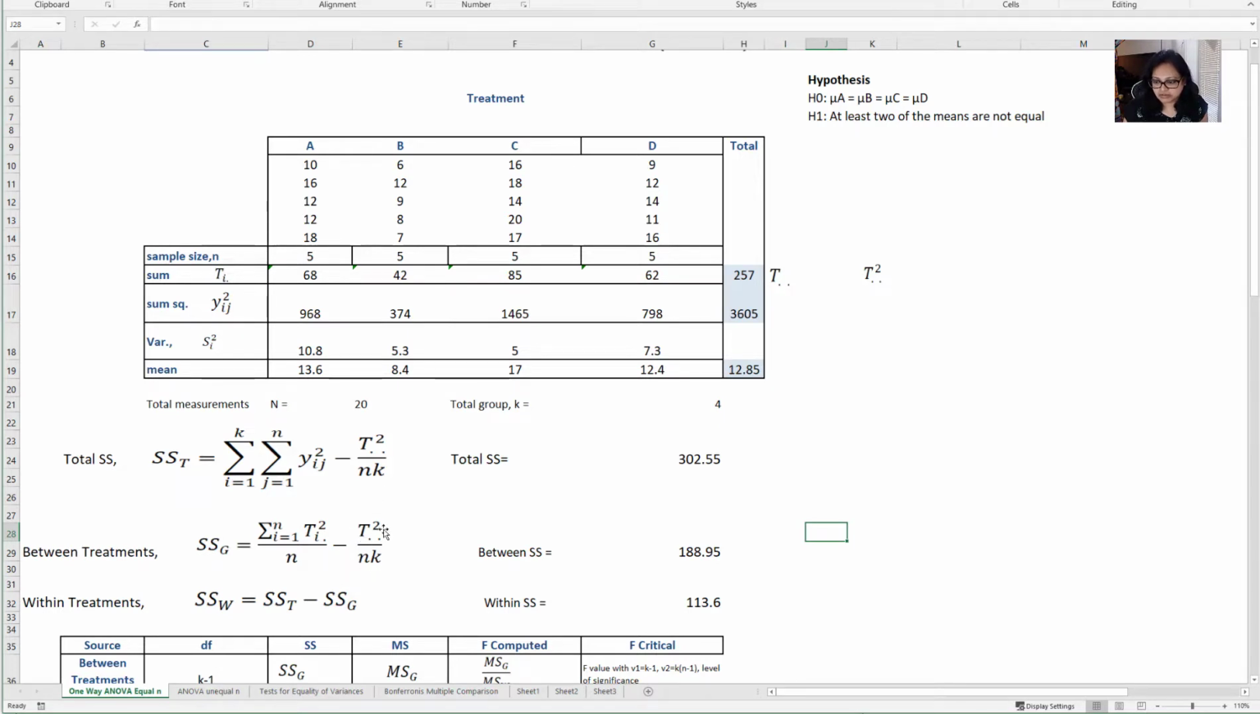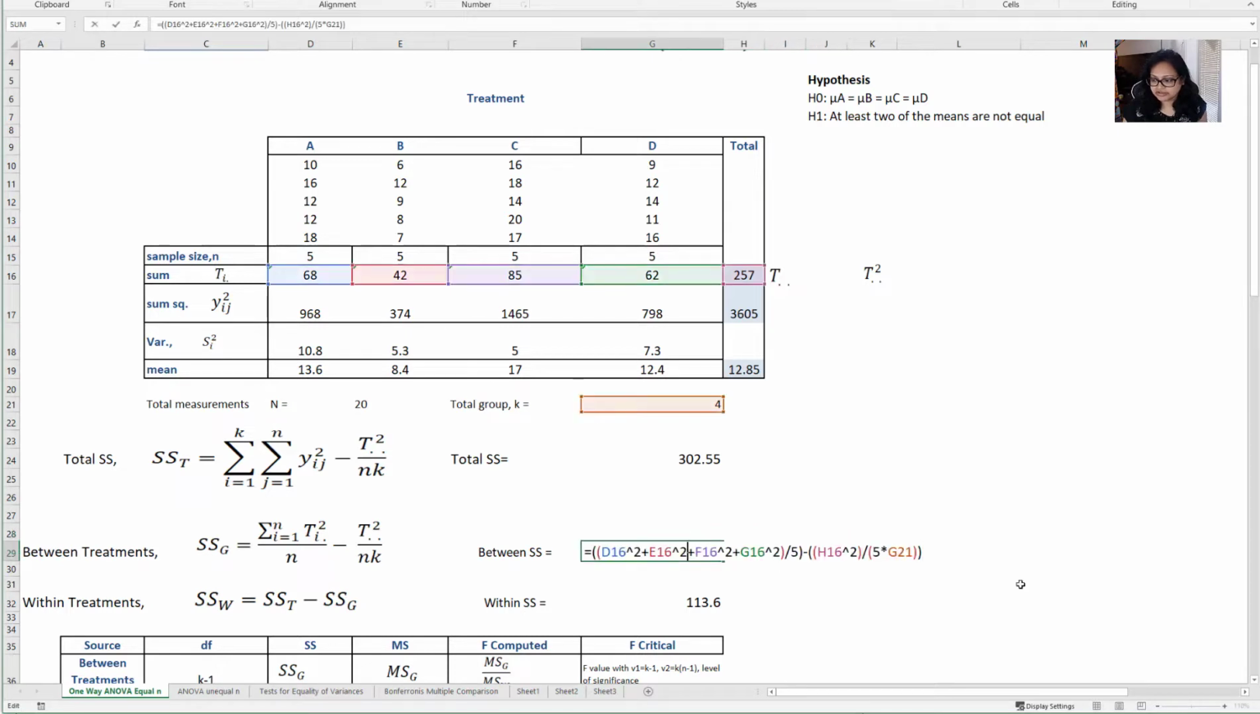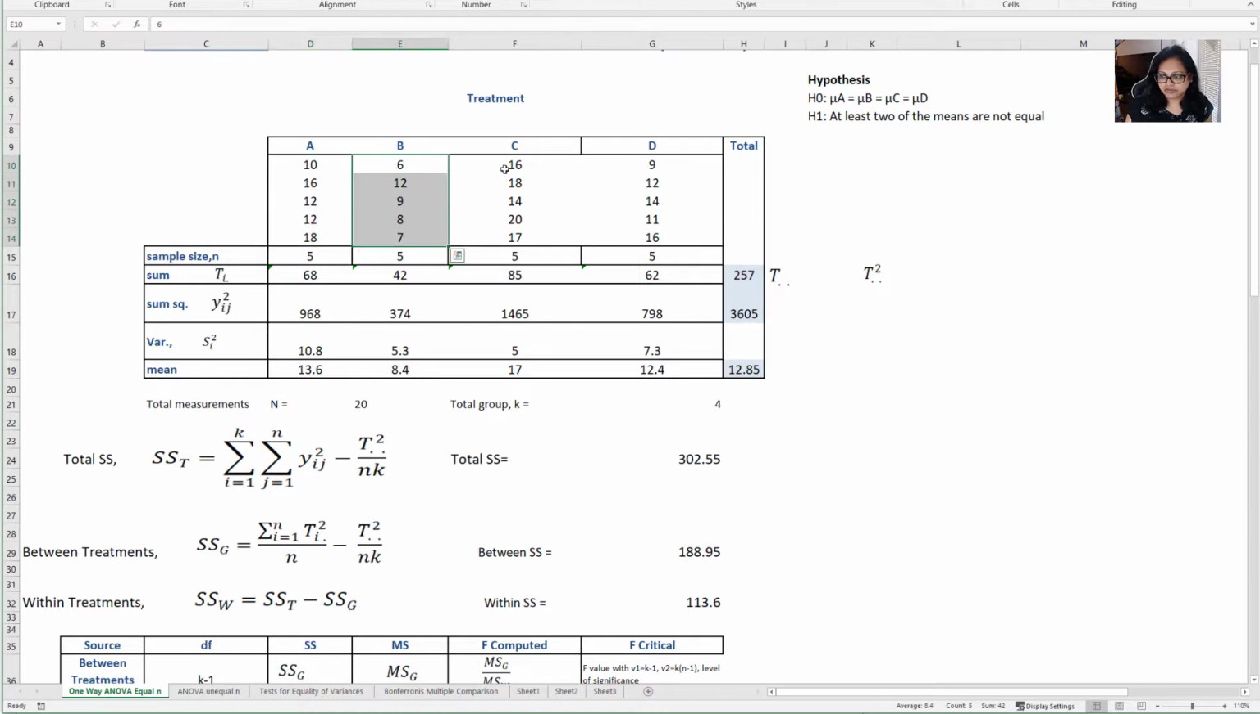And that's the same thing we calculated in the total sum of square. So that's what I did. You can see that I take the squares and then divide by sample size. Since the sample size in each of those treatments is the same, we can just divide by n. I will also show you how we can calculate them if we don't have the same sample size.